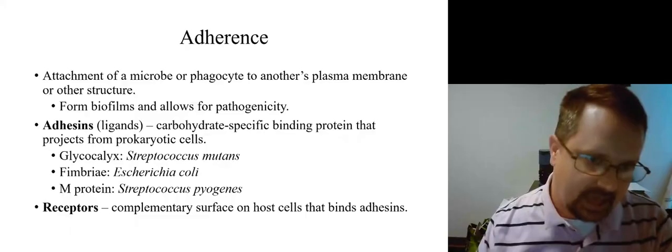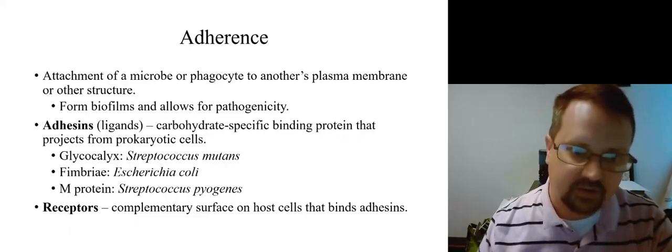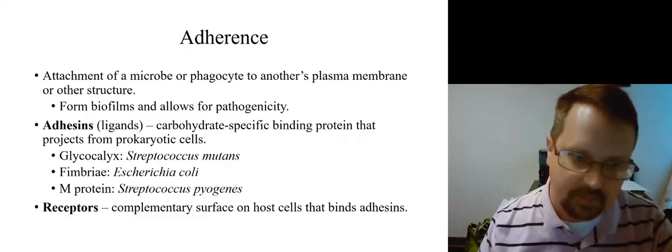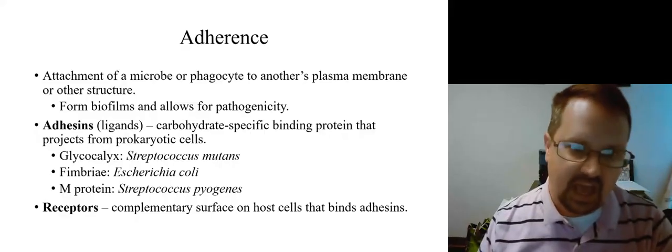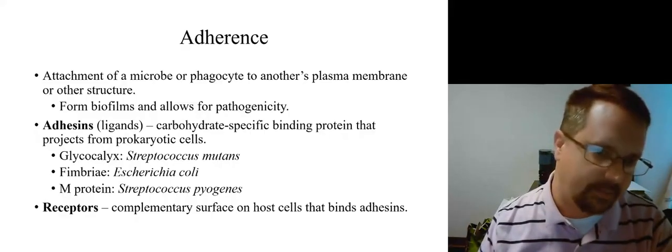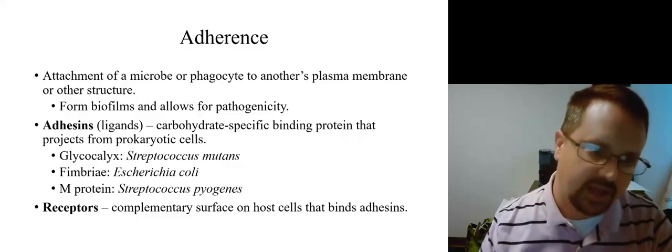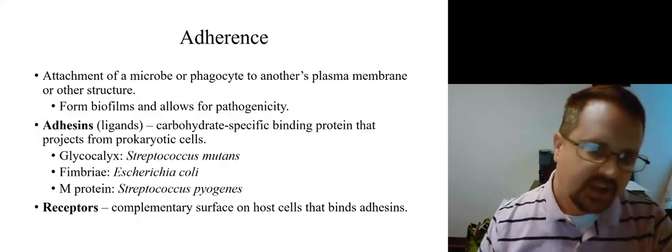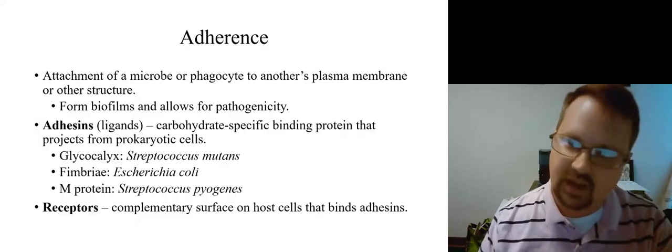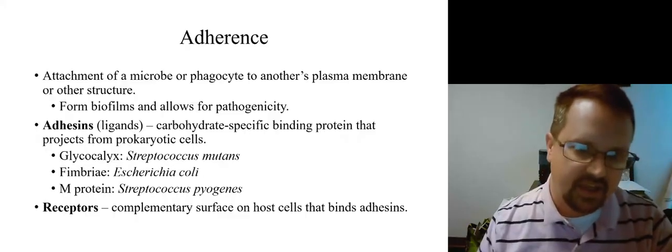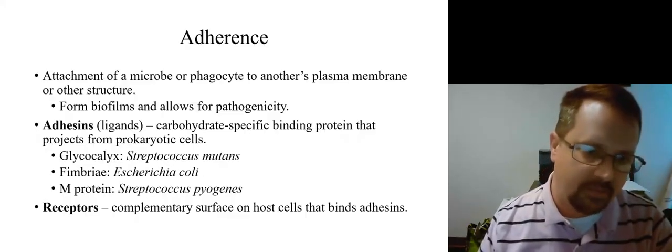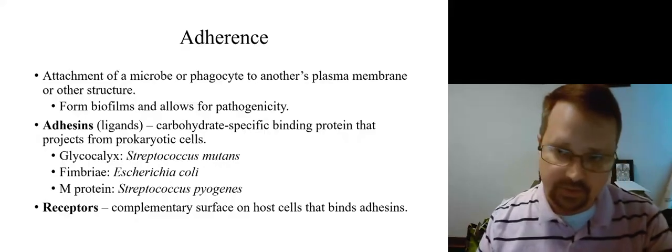Okay. There are things called adhesins. These are ligands or carbohydrate-specific binding proteins that stick out of prokaryotic cells. For example, Streptococcus mutans will use the glycocalyx. Escherichia coli will use fimbriae. Streptococcus pyogenes will use an M protein. And the molecule on the host cell that binds to an adhesin is called a receptor.